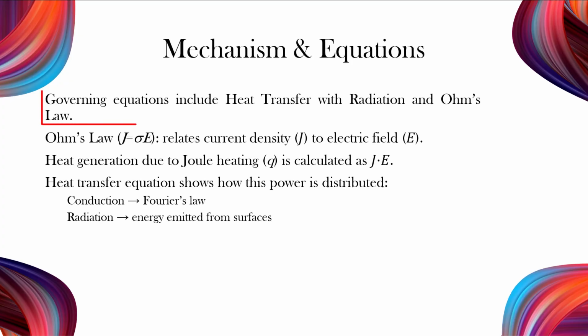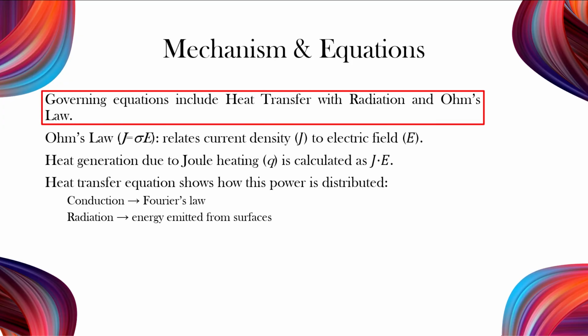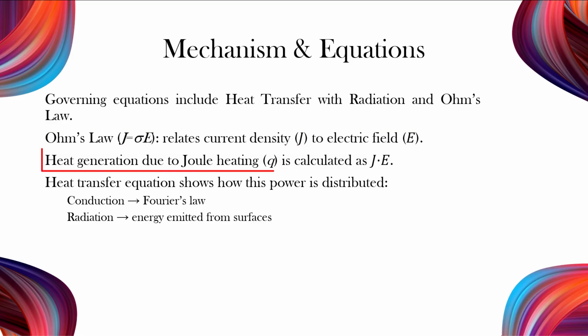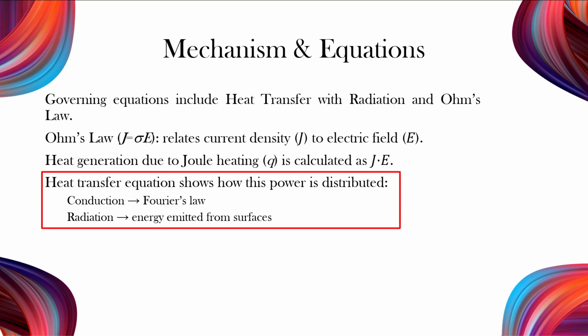The governing equations include heat transfer with radiation and Ohm's law. Ohm's law relates the current density J to the electric field E. The heat generation rate due to Joule heating is then calculated from J times E. The heat transfer equation describes how this generated power is distributed through conduction, using Fourier's law, and through radiation.